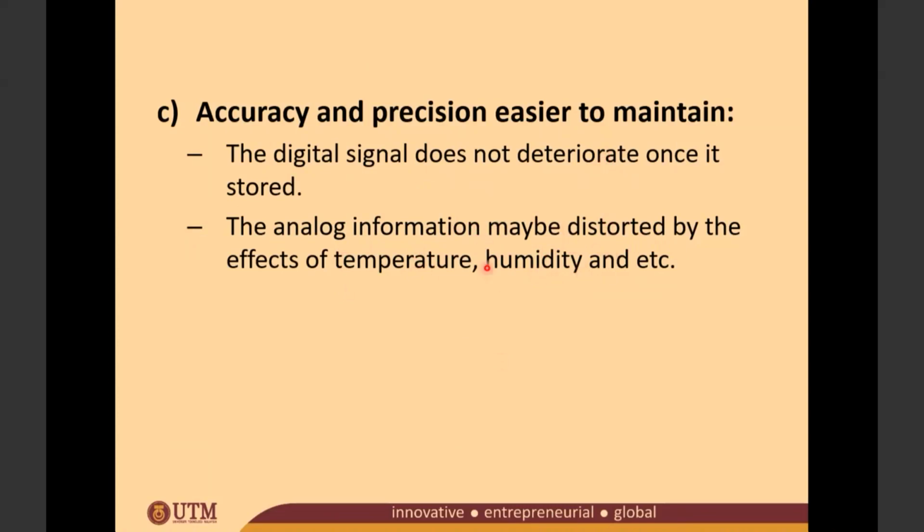Okay, but the analog information may be distorted by the effect of temperature, humidity, and etc. So this is why I told earlier lah. Okay, kalau kamu dedahkan, you put your cassettes, expose your cassette to the matahari, under the sun, for a long period of time, the quality of the cassette will be distorted, will be deteriorated.